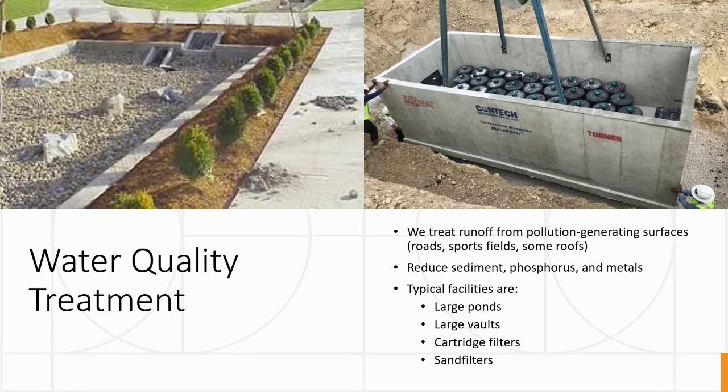The goal of water quality treatment is to reduce sediment, phosphorus, and other nutrients, and metals in the stormwater before the stormwater goes into our surface water. Those are our creeks. There are numerous ways to remove pollutants, and I've listed some here. The pictures you see are of a sand filter, which removes pollutants from the stormwater as water filters down through fine sand, and a vault containing dozens of cartridge filters, which filter stormwater through cartridges to remove pollutants.